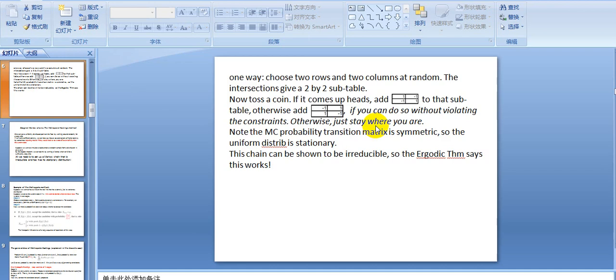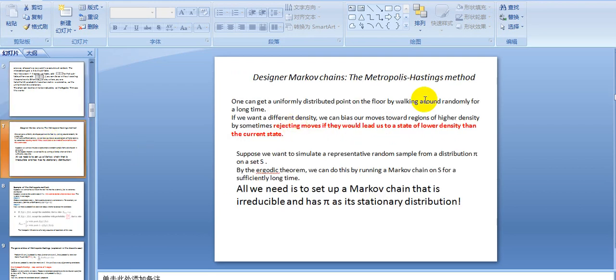Now we can see that the Markov chain can be used for sampling from a target distribution, even though we don't know the target distribution exactly. In fact, the official method to design this Markov chain for sampling from a distribution is called the Metropolis-Hastings method.